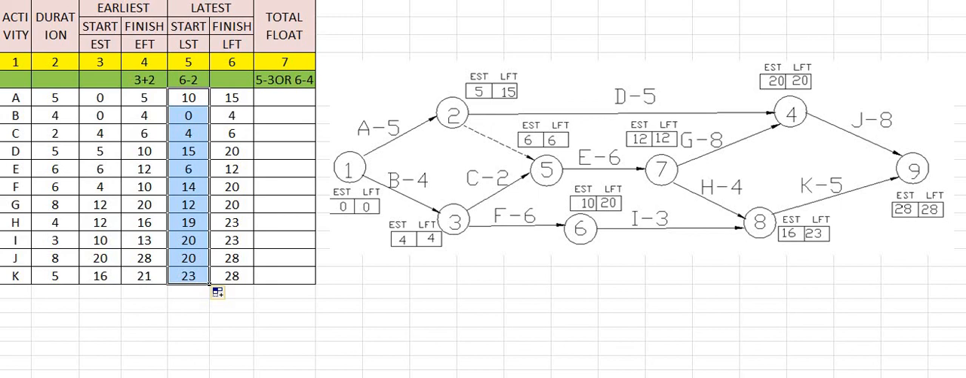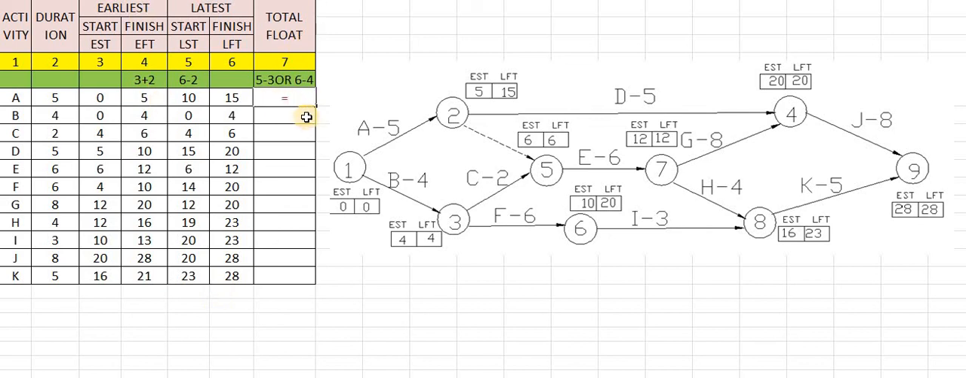So these are the values for LST, that is the latest start time, which we have calculated. How to calculate total floats? Start or finish, one and the same. If we deduct start, the value will be the same, or if we deduct finish, the value will be the same. So we can take start or end.